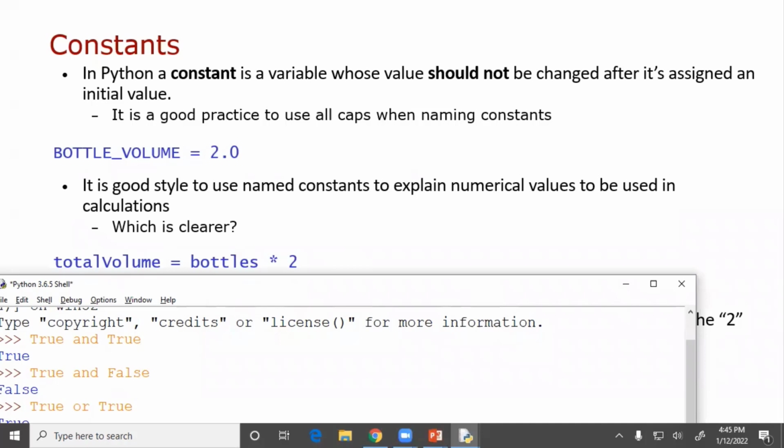It's not that much clear. Okay, that's one thing. The other thing, maybe the company has changed the volume and now instead of 2, it's 1 liter. So what do you need to do? You need to go to all these 2 and replace them by 1. You got what I'm talking about?